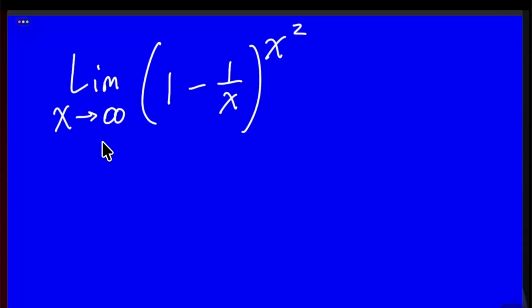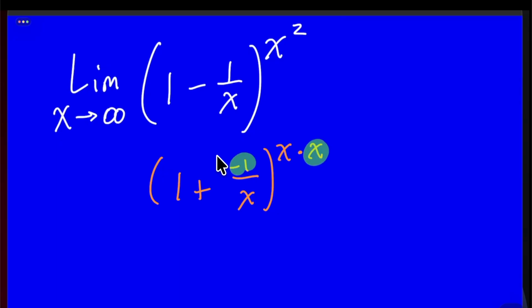We have the limit as x approaches infinity of 1 minus 1 over x raised to the x squared. So we're going to write this as 1 plus negative 1 over x, raised to the x times x. So folks, the only two entities that are going to survive are the numerator there and that x. So we're going to change this to e to the negative 1 times x equals e to the negative x.